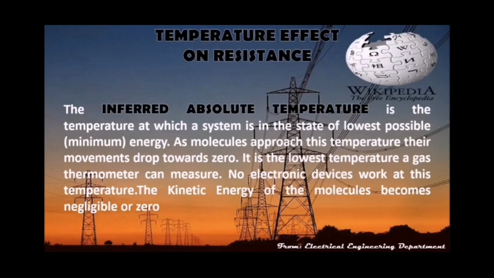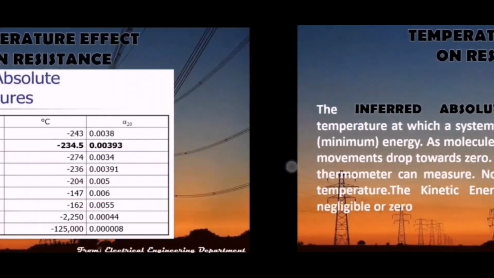Ito, temperature effect on resistance pa din. The inferred absolute temperature is the temperature at which a system is in the state of lowest possible minimum energy. As molecules approach this temperature, their movement drops towards zero. It is the lowest temperature a gas thermometer can measure. No electronic device works at this temperature. The kinetic energy of the molecules becomes negligible or zero. Pala walang electronic device na magwo-work pag yung temperature is inferred absolute, kasi nga it is negligible or zero.